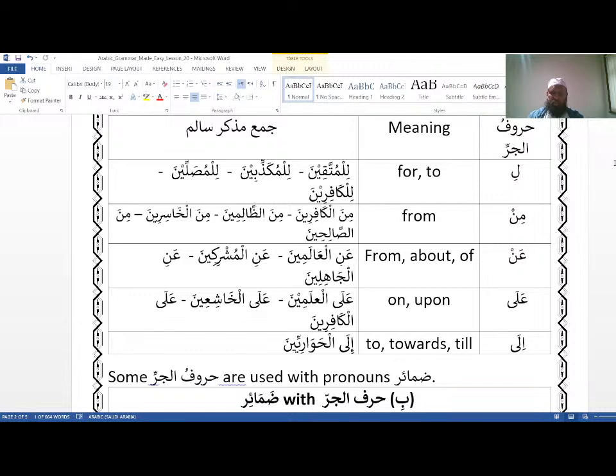So not all huruf al-jar are used with Jama Mudhakkar Salim. Those ones are used. We have examples here. Next, some حروف الجر are used with pronouns. We've learned the pronouns. Those are in حالة الرفع, and those are in حالة النصب and جر. So we'll be using ضميرs in حالة الجر.